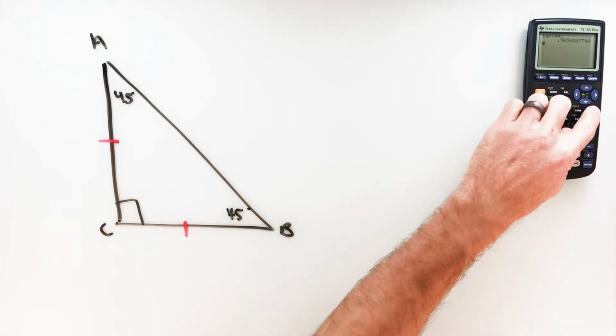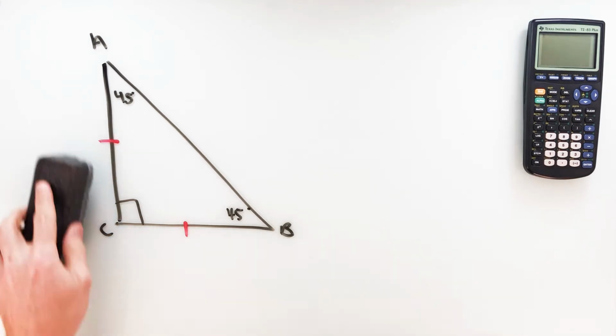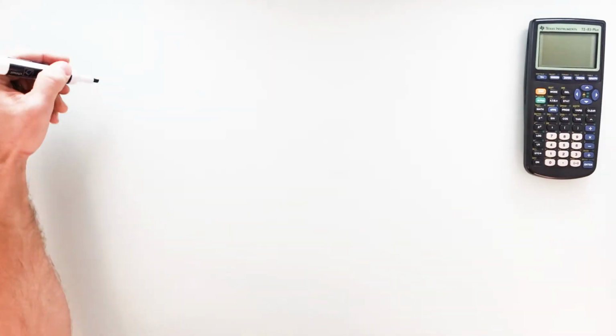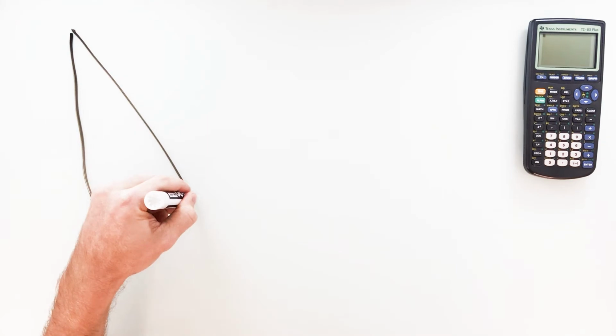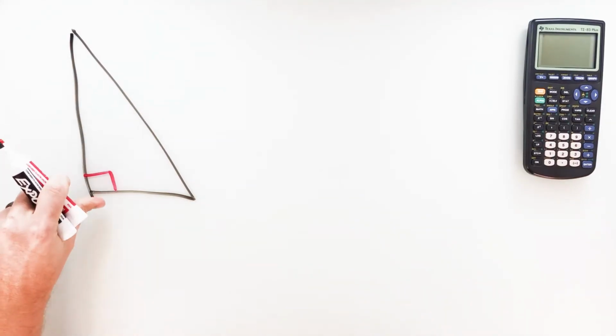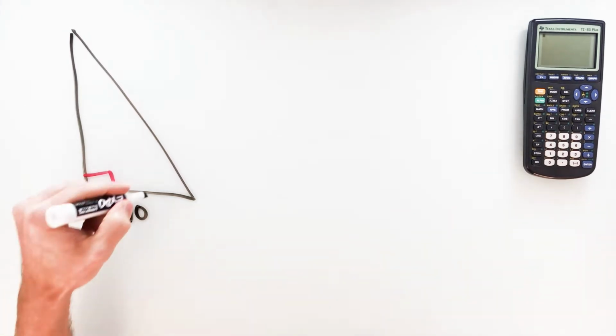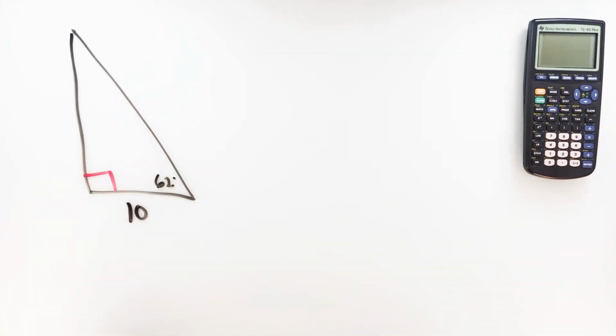Okay, so what are the benefits of tangent ratios in your calculator? Let's get to the good stuff here. Okay, so we've got a right triangle, and let's say that we're measuring distances. We've got 10 on the ground, we've got a 62-degree angle, and we're looking for this missing side.